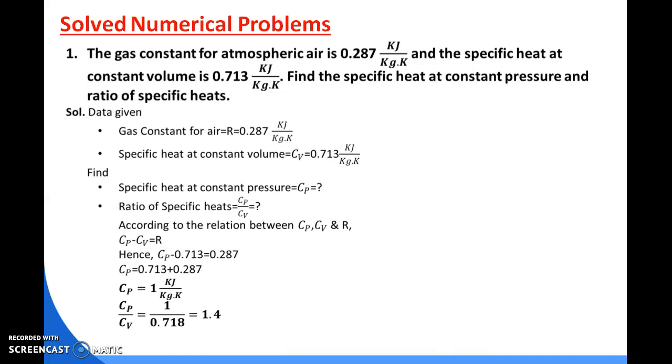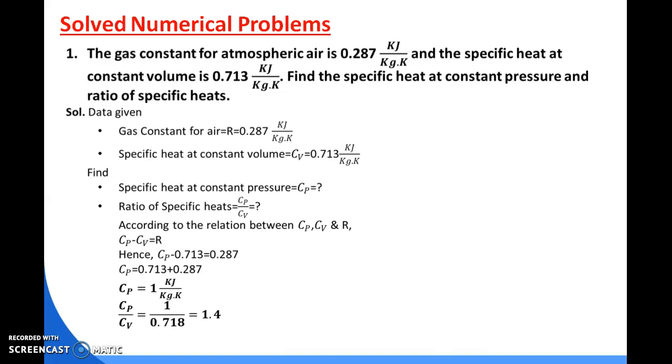First problem. Let me read the question first, then I shall proceed to how we shall solve it. The gas constant for atmospheric air is 0.287 kilojoule per kg Kelvin, and the specific heat at constant volume is 0.713 kilojoule per kg Kelvin. Find the specific heat at constant pressure and the ratio of specific heat.